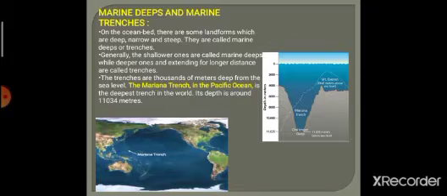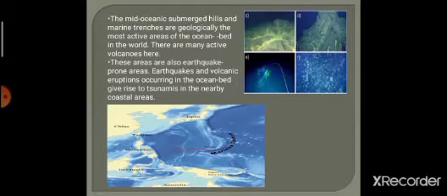Now, what is the sea level? We will be seeing it in the next slide. But the Mariana Trench, which is in the Pacific Ocean, is the deepest trench in the world and its depth is around 11,034 meters. This Mariana Trench is very close to the Philippines and Indonesian islands.